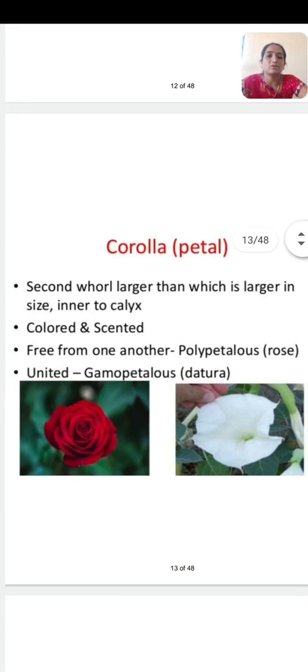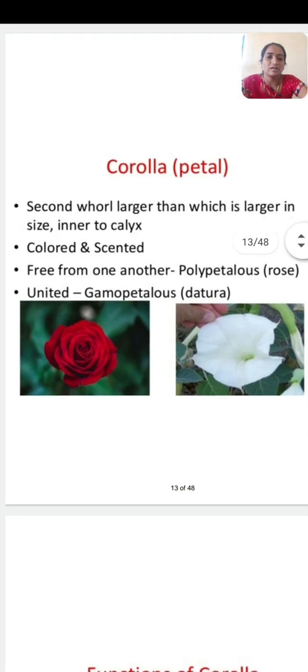Second floral whorl is corolla. It is also known as petals, each having attractive colors. Look at the diagram. First flower is of rose and second is datura. They have red and white color. It is the second larger floral whorl which varies in shape, size and colors. It is attractively colored and scented, and they have two forms. First one is having fused structure and second is having free structure.